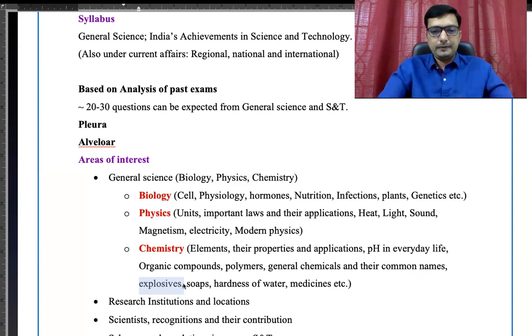Those type of things. Soaps. What type of chemical reaction happens in soaps? Okay, so how soaps are very good at actually removing oil and dirt. The basic idea. Hardness of water, different types of hardness of water. How do you remove hardness of water? Temporary and permanent. What type of salts actually causes hardness of water?